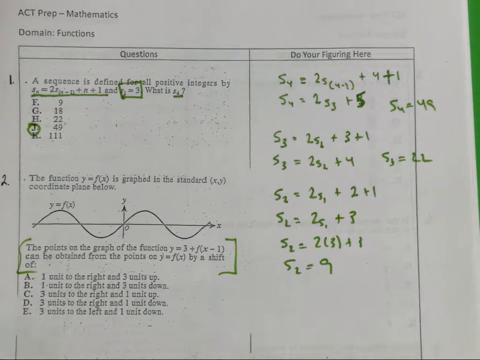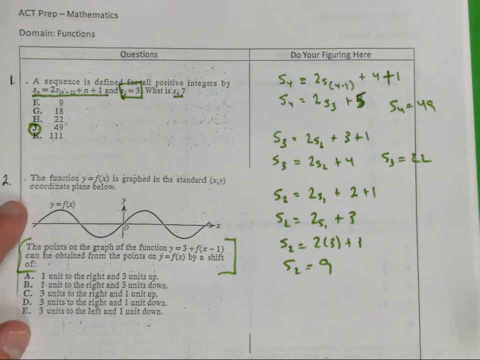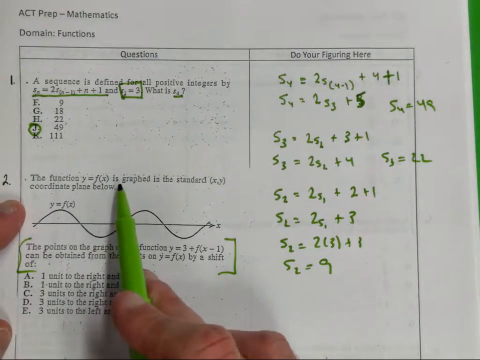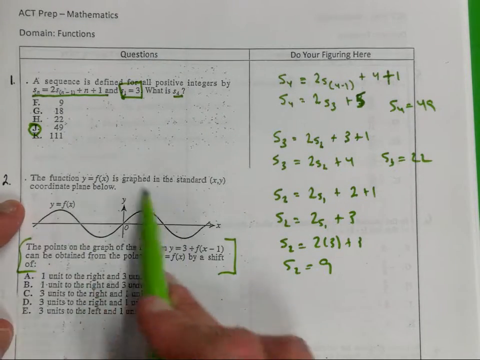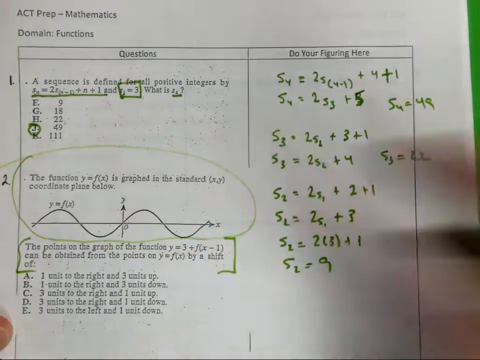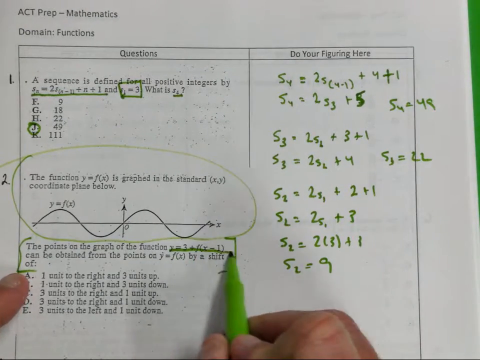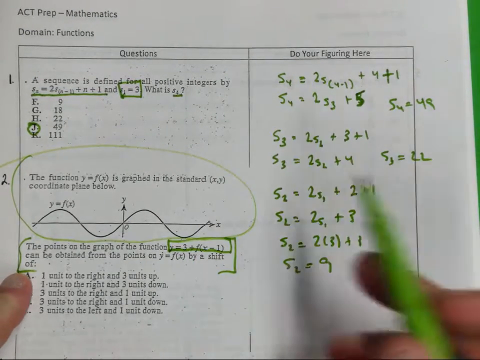So now you know why we do transformation rules so much? Okay, this is it. There's always a question like this. Go back and read. The function y equals f of x is graphed on the standard coordinate plane. Does any of this really help you much? No. You've got to look at this formula right here. That's all you need to know.